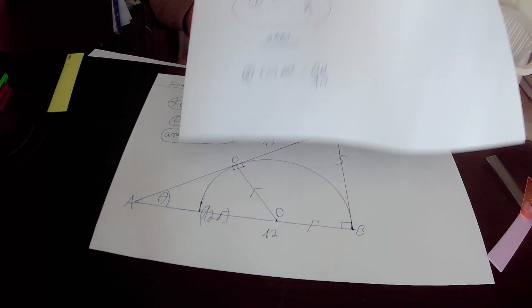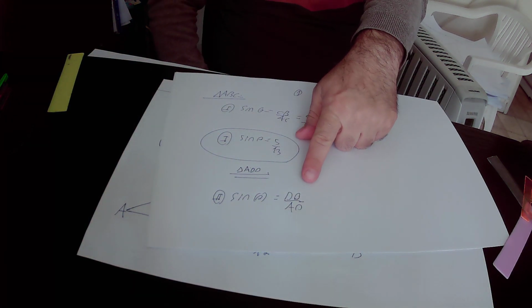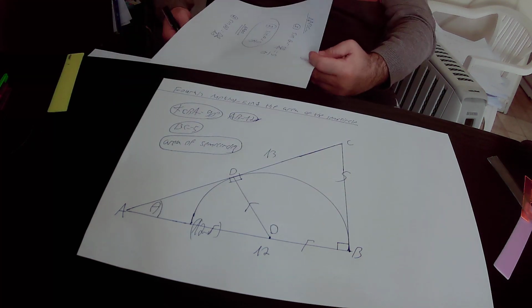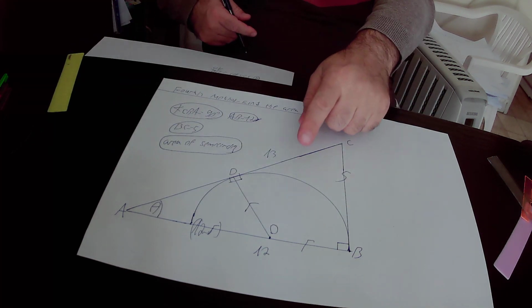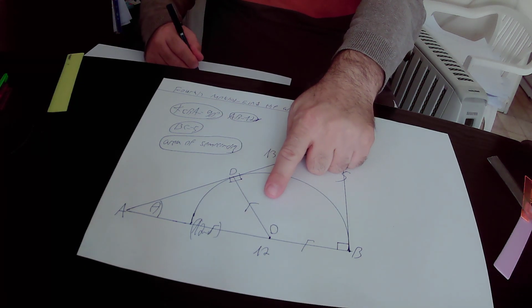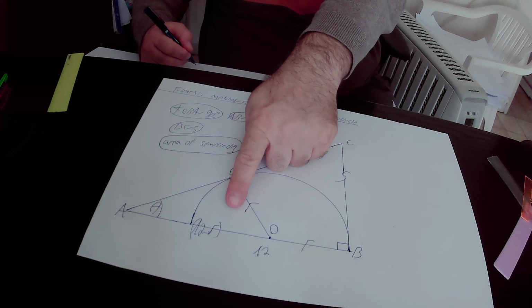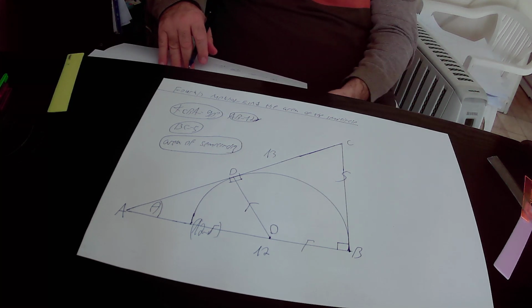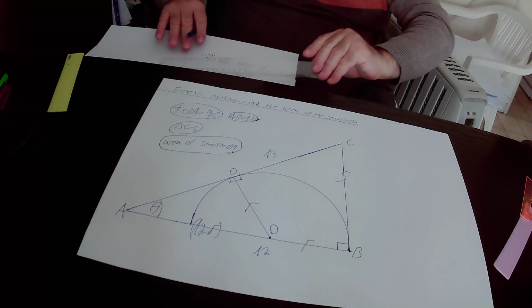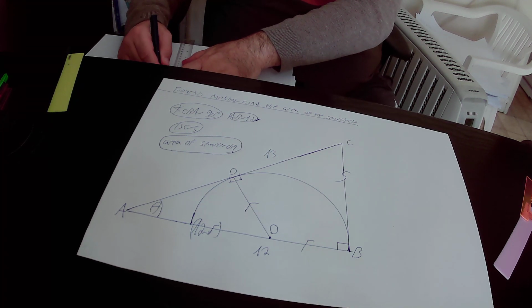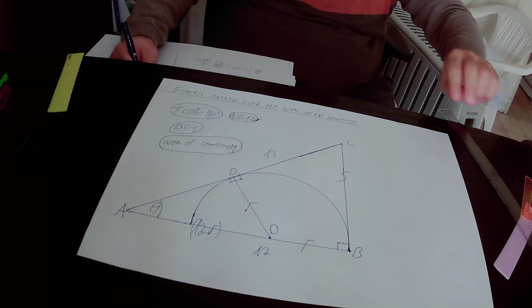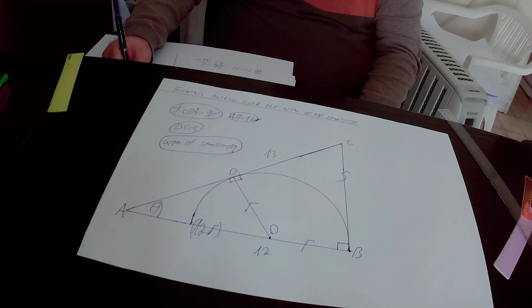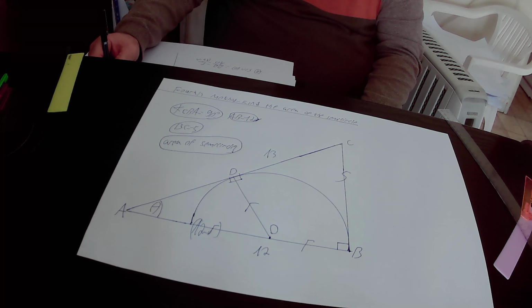I repeat again, in the right triangle ADO, sine of theta equals DO over AO. But we have already found out that DO equals R and AO equals 12 minus R. So in conclusion, according to equation number 2, sine of theta equals R over 12 minus R.